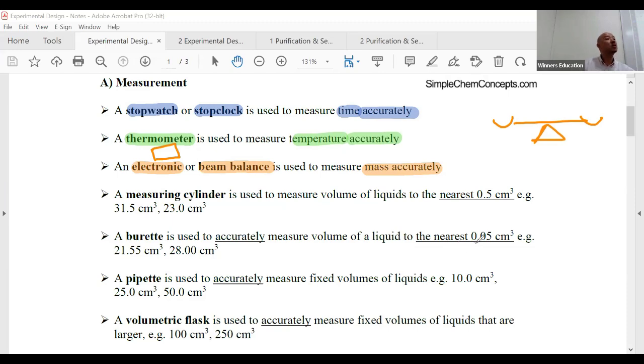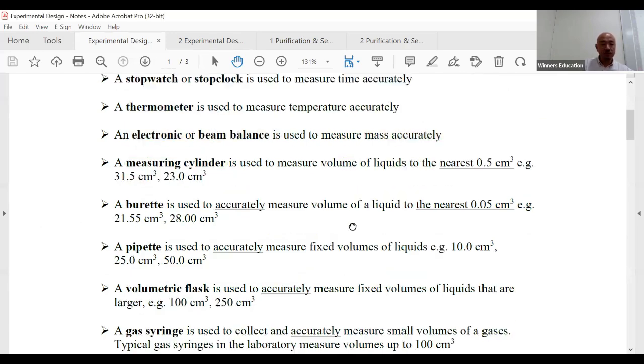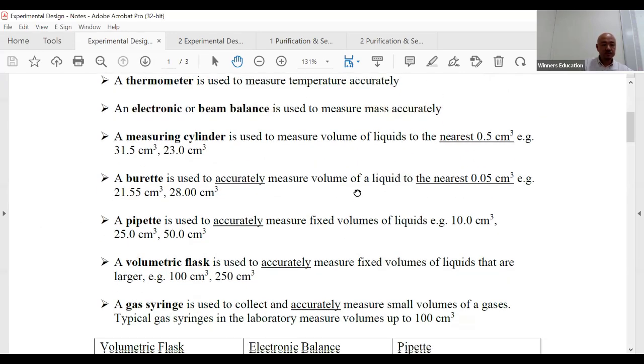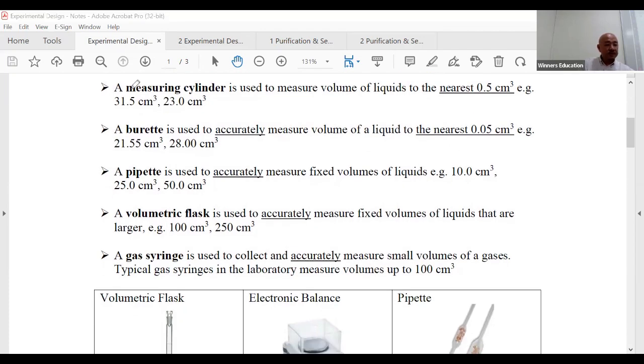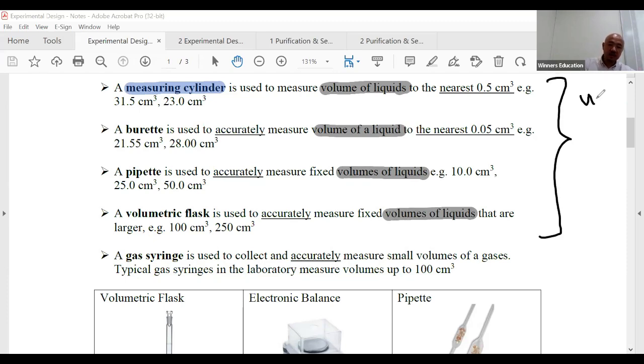This is not interesting to me, but what's more interesting is where students start to lose marks, the following one. It's the measurement of volume itself. A measuring cylinder is used to measure, again, volume of liquids. You really look at them, these are all volumes of liquids. So these are used to measure the volume of liquids, all of them. Okay, so I'll just put it here first. These are all used to measure the volume of liquids.